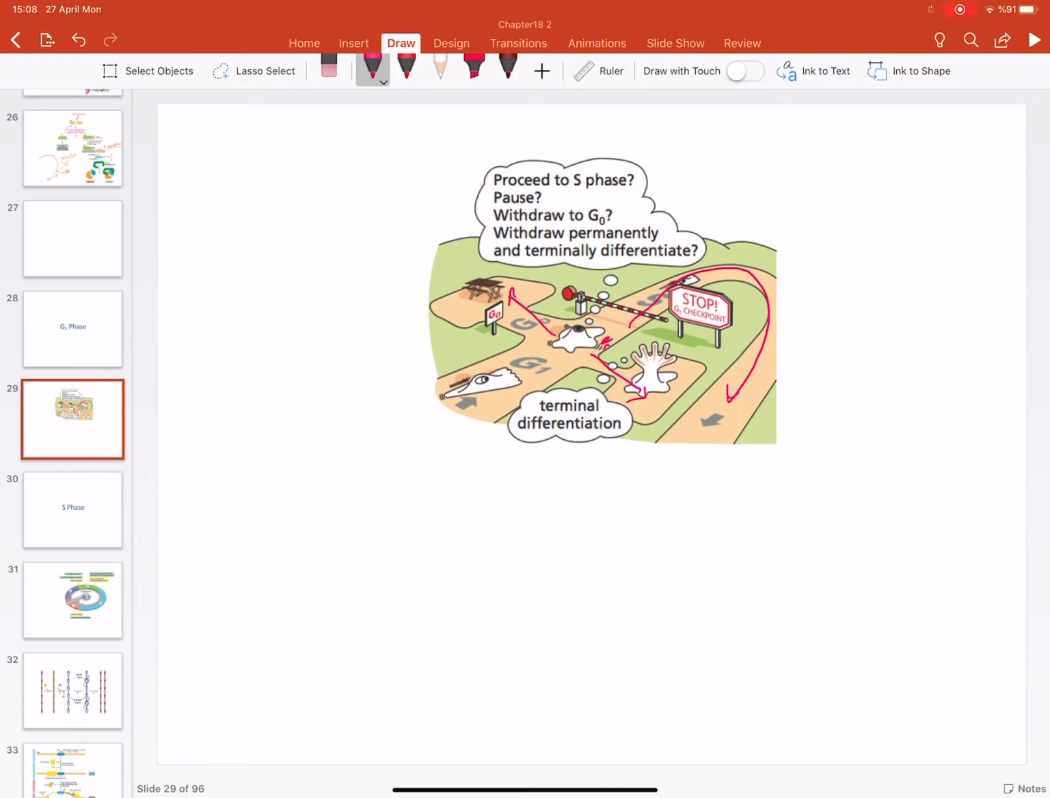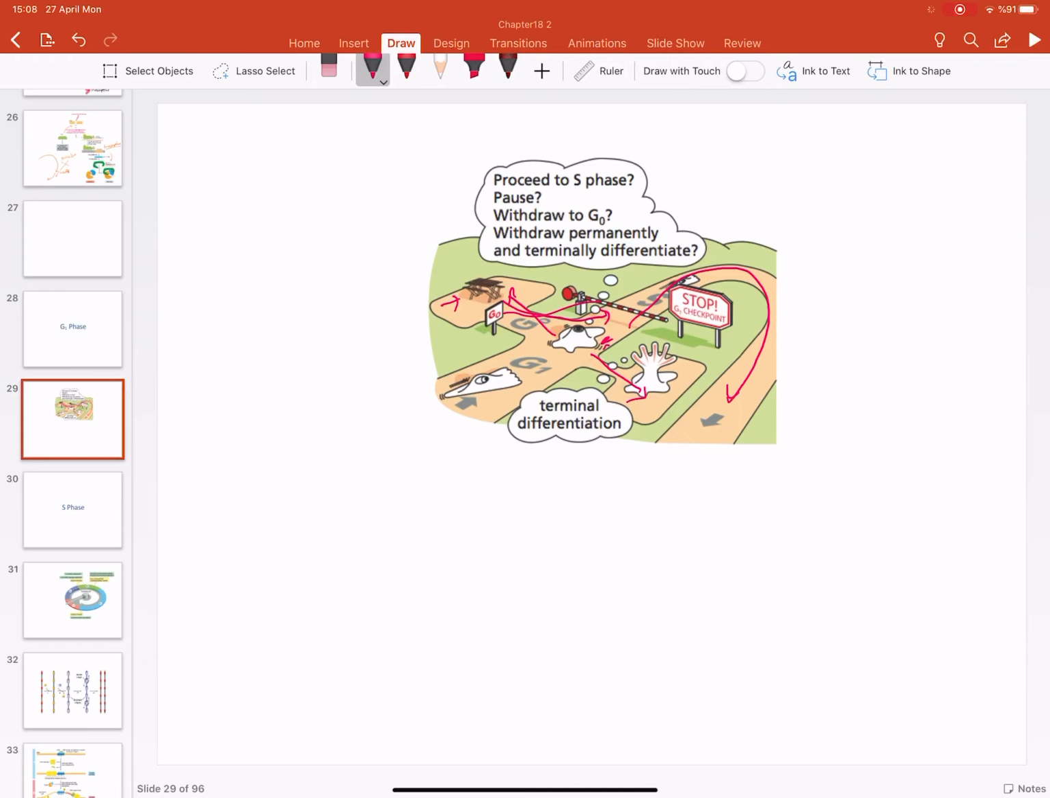Or if you talk about the liver cells, they will spend most of their time here waiting, and only when there is liver damage are they going to go back. So you can induce proliferation in some cells, but when they are terminally differentiated, you cannot induce them anymore.